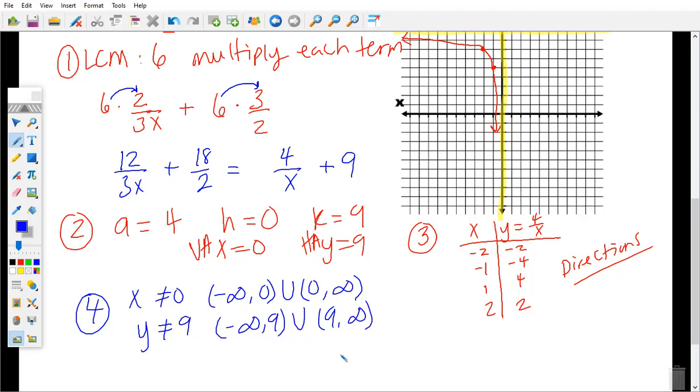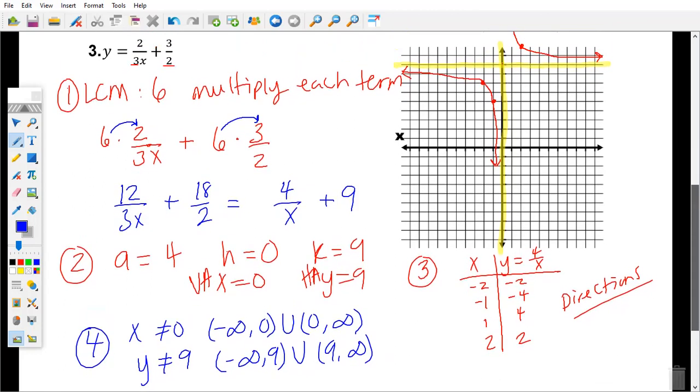Okay. All right. Questions, comments, concerns about 3.5b? No? Okay. Following those 4 steps will be your best friend.